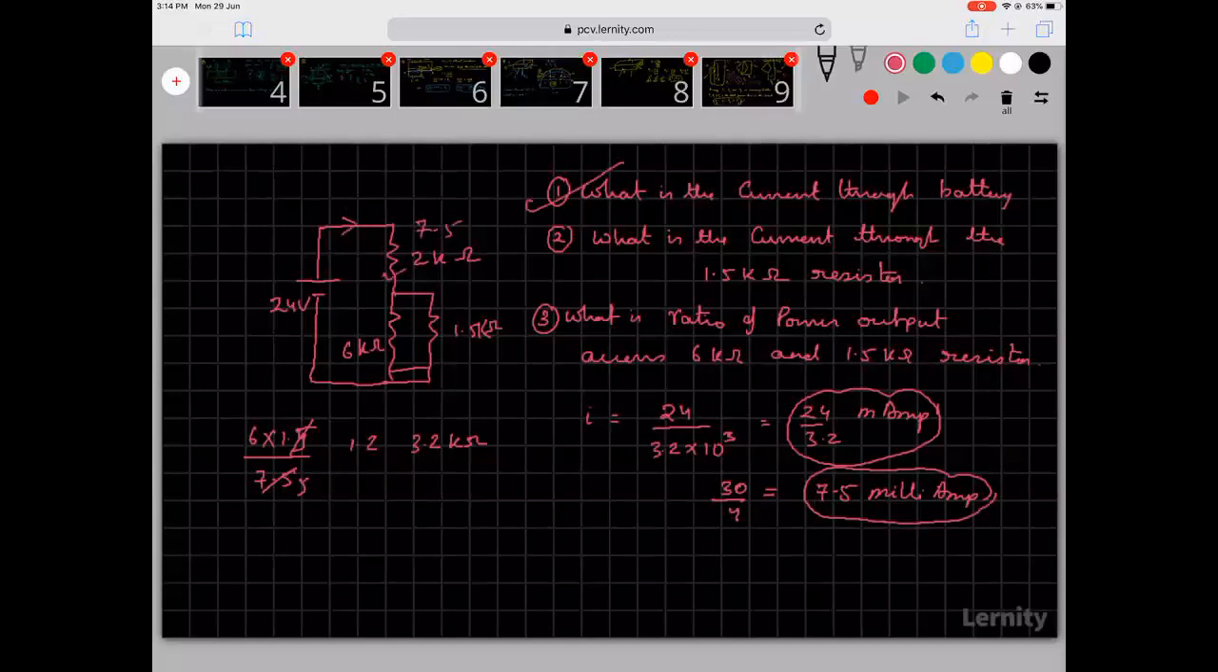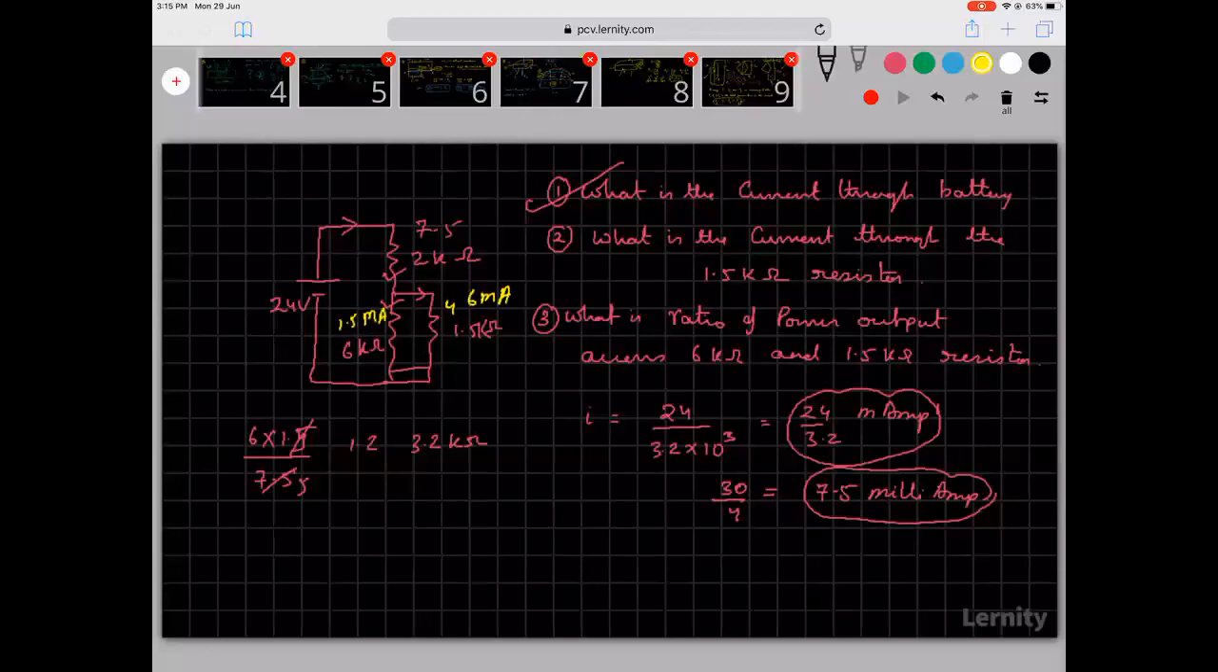It comes this way. Now the current divides itself in the ratio such that the potentials will become the same. So if potentials have to become the same, the currents will divide in the ratio 4:1, because that is the inverse ratio of resistance. So 4:1 means the current here will be 6 milliampere and the current here will be 1.5 milliampere. So that also does it.